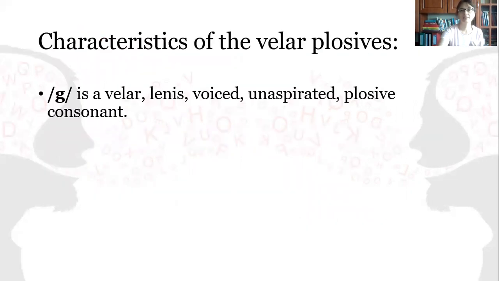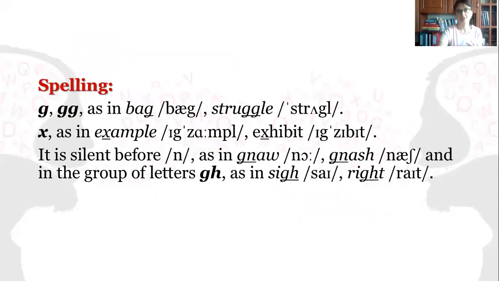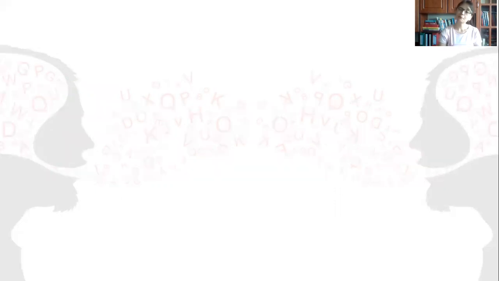Okay, characteristic of the velar plosives, that time it's g. It is a velar, lenis, voiced, unaspirated plosive consonant. And spelling, how is it spelled? With the help of g or double g as in bag or struggle, and with the help of x as in example, exhibit. It is silent before n, as in gnash, and in the group of letters gh as in sigh, right. Okay, now let's practice pronouncing English plosives.